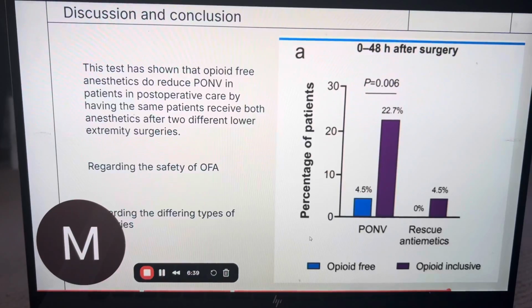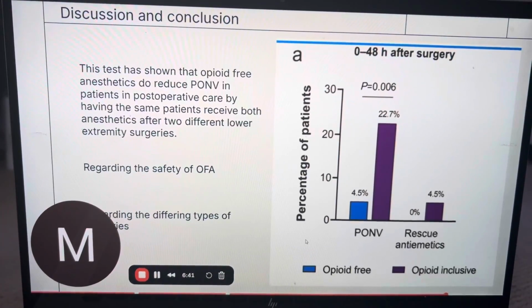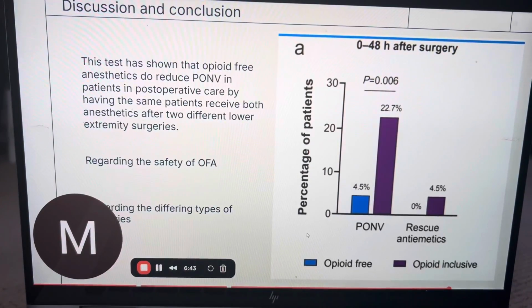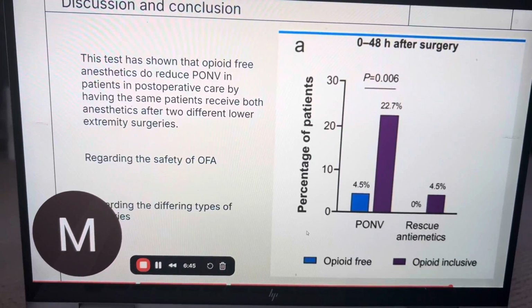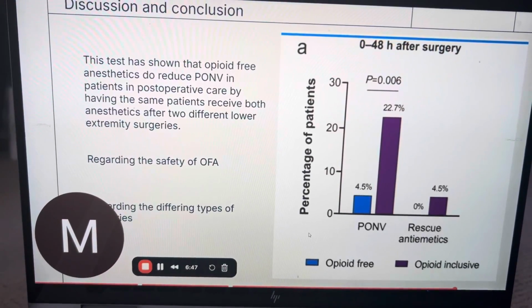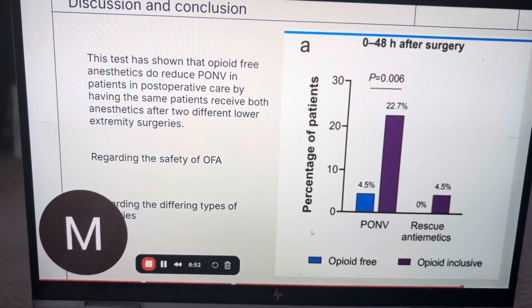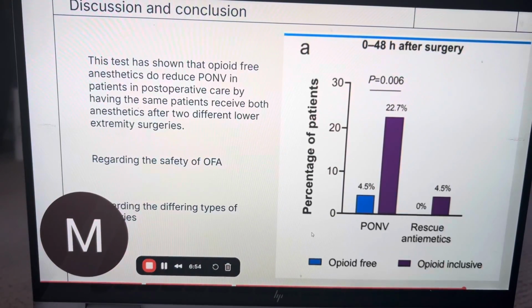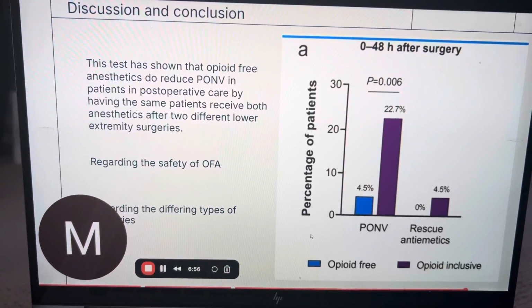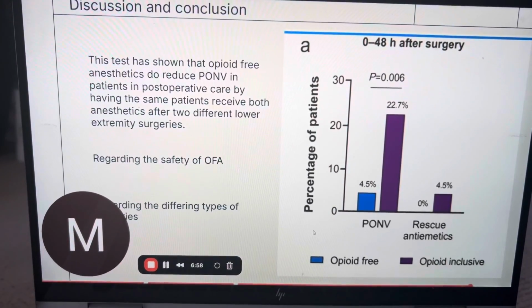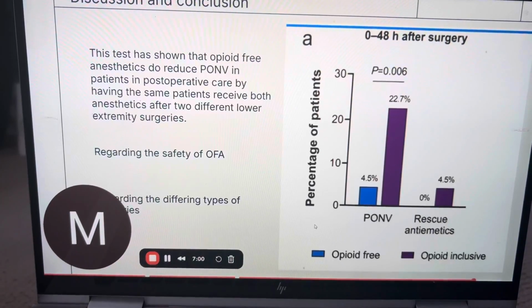Some questions of validity due to the differing types of surgeries may occur. However, patients in the 2 anesthesia regimens received the same amount of propofol, and the surgery lengths were very similar. And we can ensure this by using the exclusion criteria that we went over earlier.